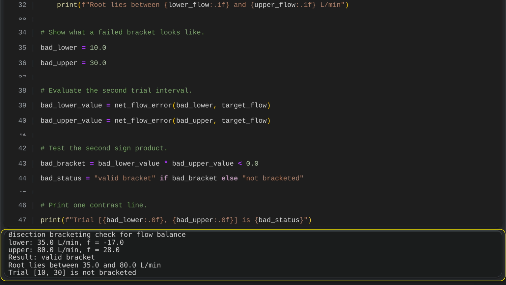This script tests whether two trial flow rates bracket a root for a tank balance calculation by comparing each rate with a target flow rate. A valid bracket occurs when the two results have opposite signs, meaning the root lies between them. The example shows that 35 and 80 liters per minute successfully bracket the target of 52, while 10 and 30 do not. This feedback helps decide whether an interval is suitable for methods such as bisection.